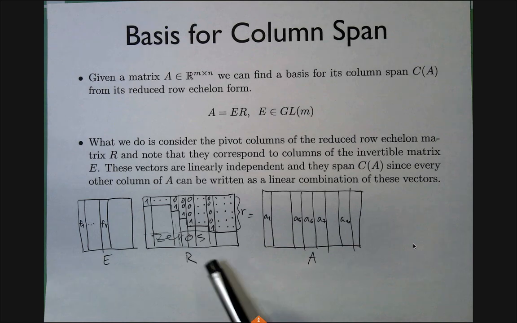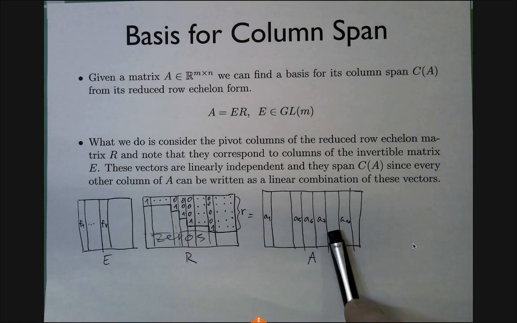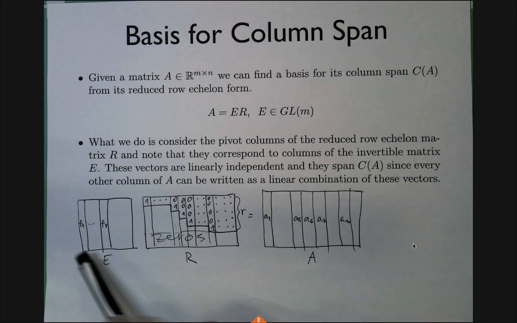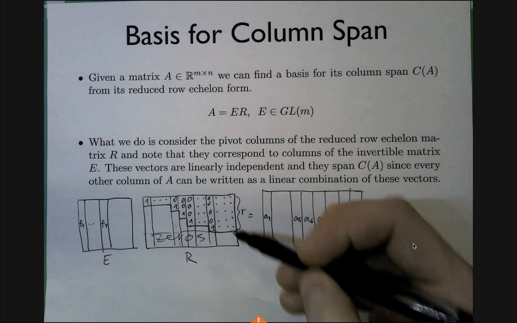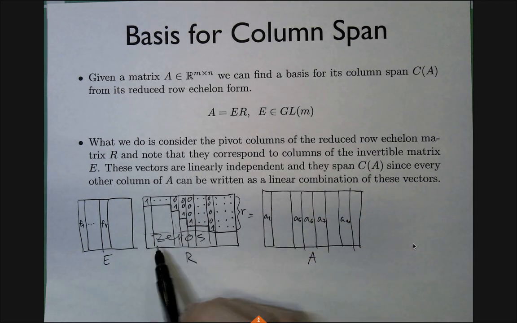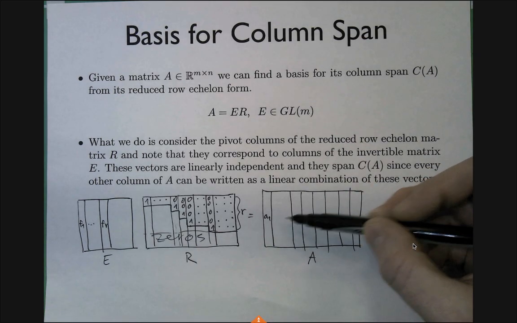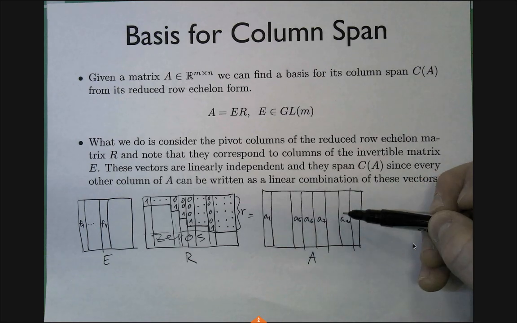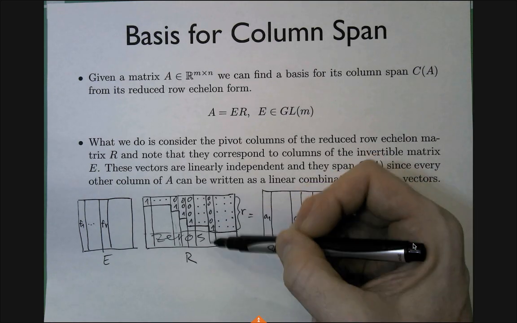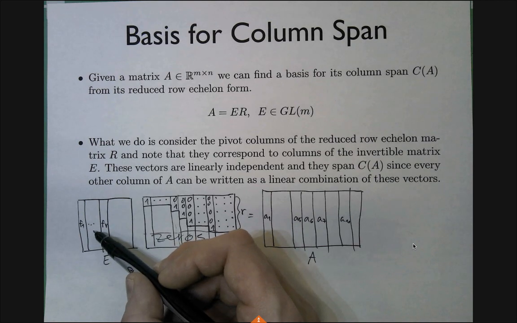And the point here is that if I take an arbitrary column of A, it is a linear combination of these first R column vectors of E. Okay, do you see that? Because everywhere here are zeros, right? So whatever column of A I pick, if I'm lucky and pick one of the A1, A5, A6, A7, which correspond to the pivot columns, then I get exactly one of the columns of E.